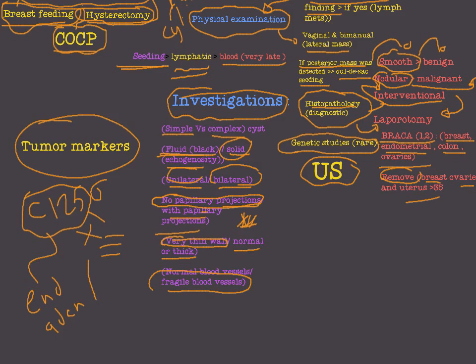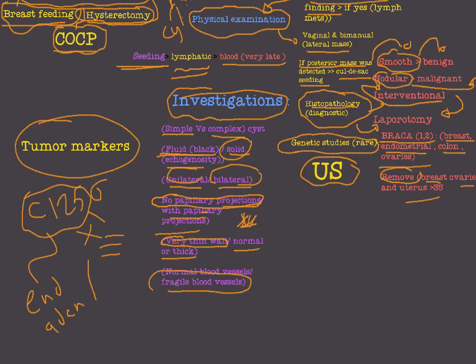So we cannot depend on CA125 to diagnose ovarian cancer, but it can help us with following up the case and knowing the chances of recurrence. Also, we do baseline investigations for everything, take a pap smear, and so on and so forth.